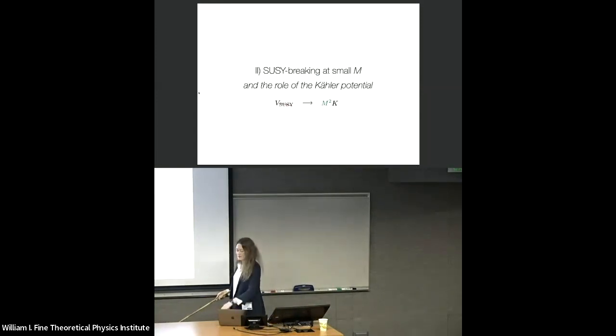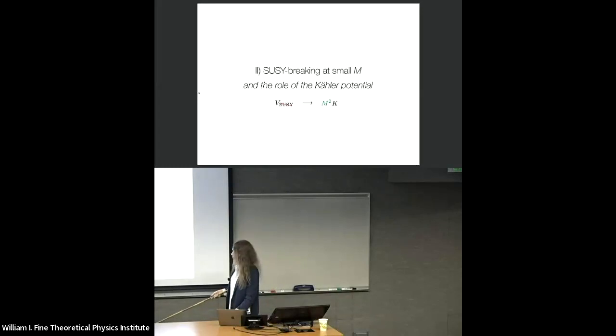Okay, so this leads me to part 2, which is now let's do our controlled study for small supersymmetry breaking and understand what the predicted phase is in this soft supersymmetry breaking regime. And as I emphasized, the Kähler potential of the N equals 2 theory plays a really starring role. It's exactly the thing that the supersymmetry breaking potential is mapped onto.